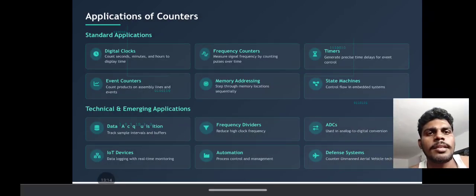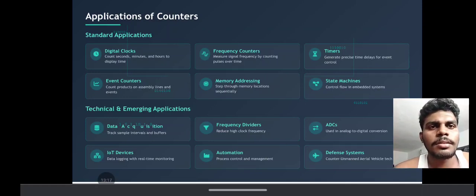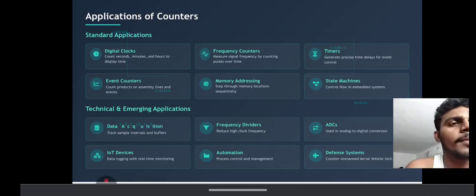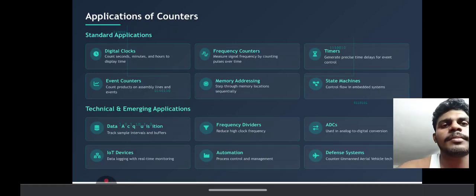Standard applications: digital clocks count seconds, minutes, or hours to display the time. Frequency counters measure a signal's frequency by counting pulses over time. Timers generate precise time delays for event control. Event counters count products on assembly lines and events. Memory addressing steps through memory locations sequentially. State machine control and flow in embedded systems.